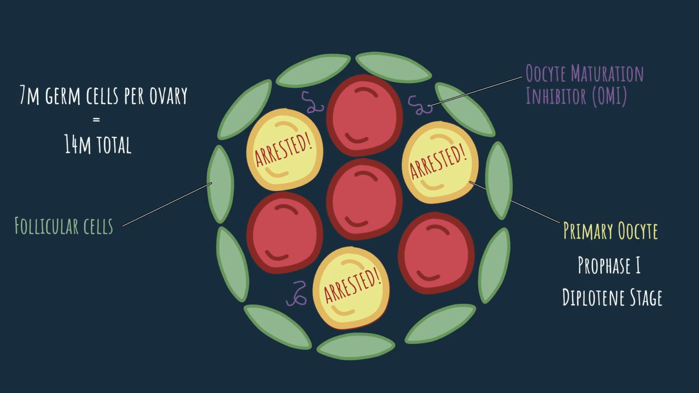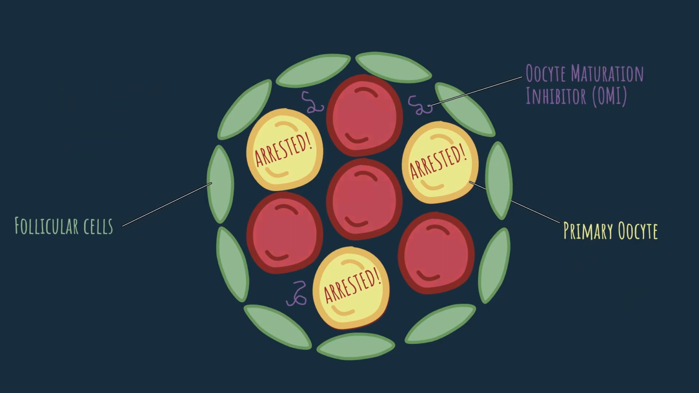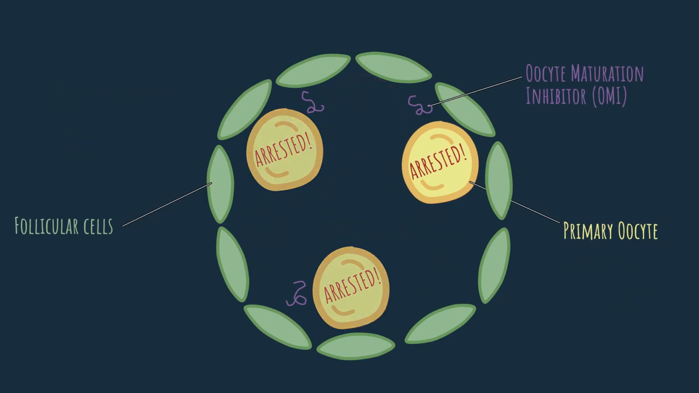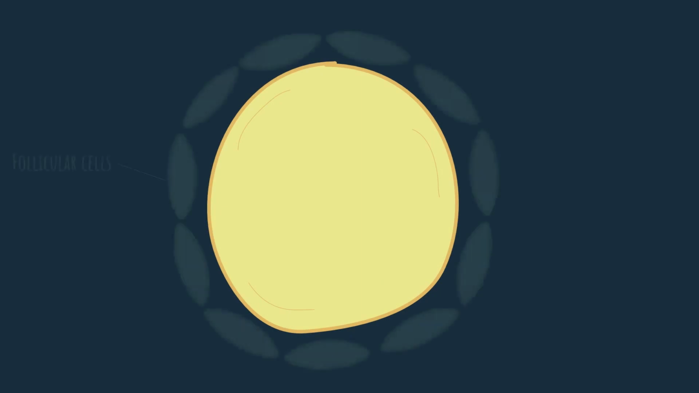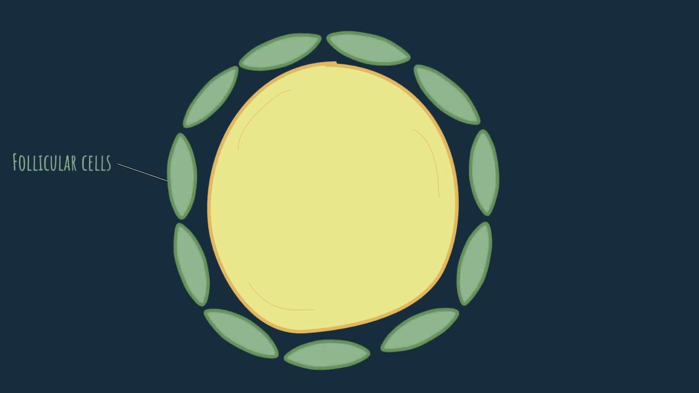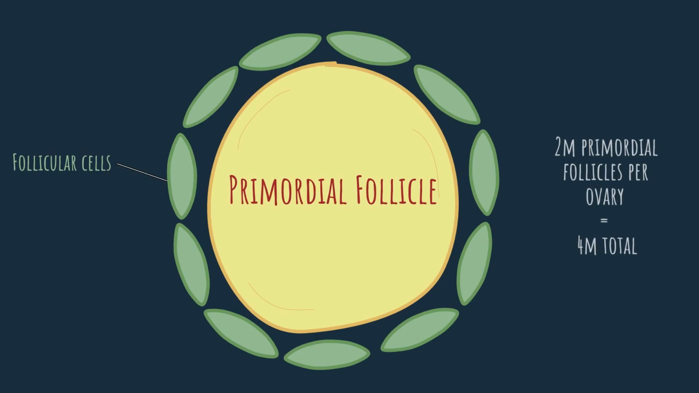And that's a pretty big number, but it's going to decrease rather rapidly from now on. That is because practically all oogonia will degenerate, and so will a large number of primary oocytes. The surviving primary oocytes will get upgraded. Each one of them will get its very own shell of follicular cells. These primary oocytes surrounded by follicular cells are called primordial follicles. And a baby girl is born with 2 million primordial follicles in each ovary, so 4 million follicles in total.